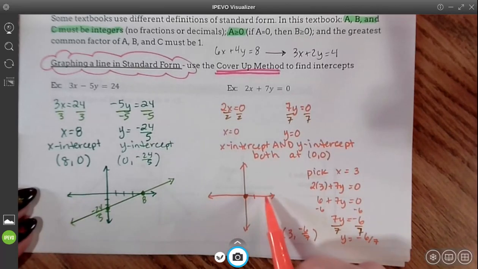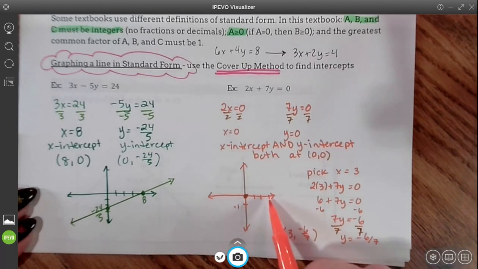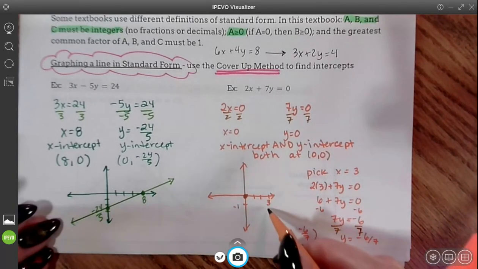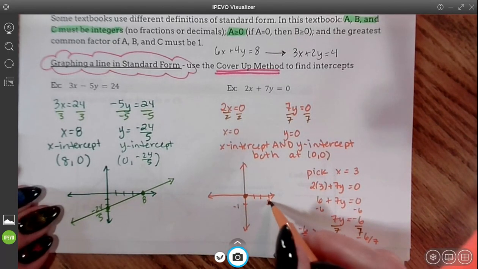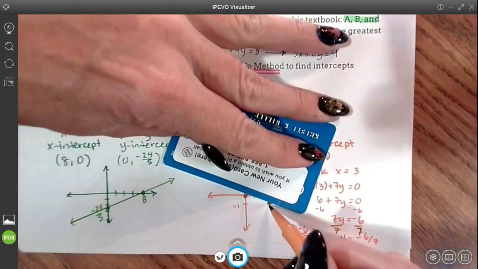So I go out to 3. Negative 6 sevenths is not quite negative 1. So I'll put that ordered pair kind of out in space there. And then connect those 2 points. And that's going to make that line.